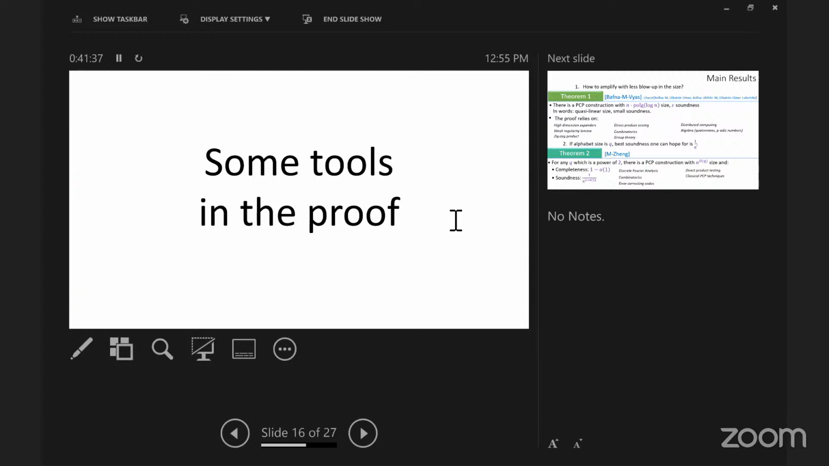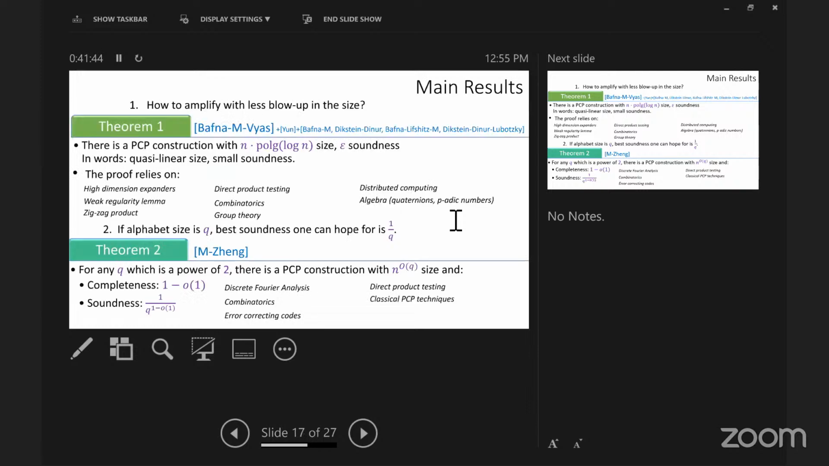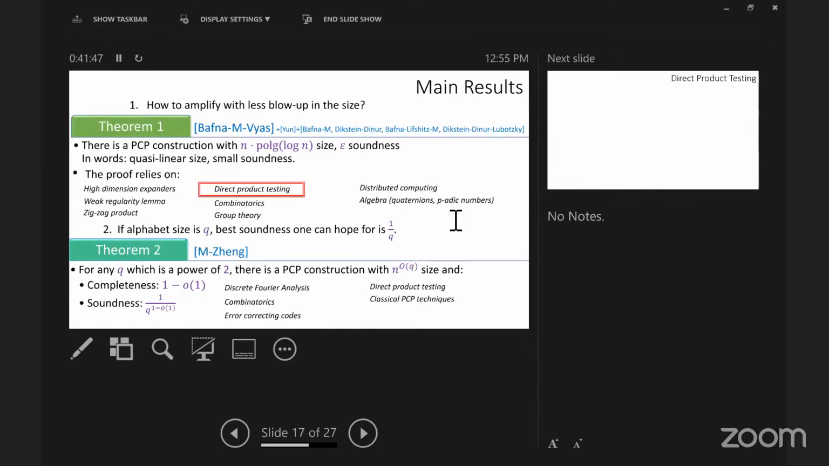So now that we are well motivated by some applications, let me tell you about some of the tools in the proofs. And for the sake of concreteness, I'm only going to discuss Theorem 1. And in all honesty, I'm not going to say too much about it. If you want to hear more, my co-author Mitali is going to give a talk about it in the IAS in a couple of weeks, and she will say much more than I can. But nevertheless, let me say some words, and I'm going to tell you, first of all, about this problem of direct product testing.